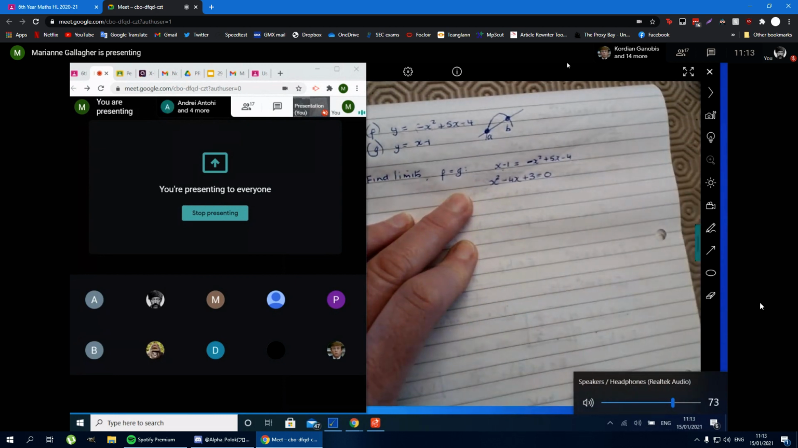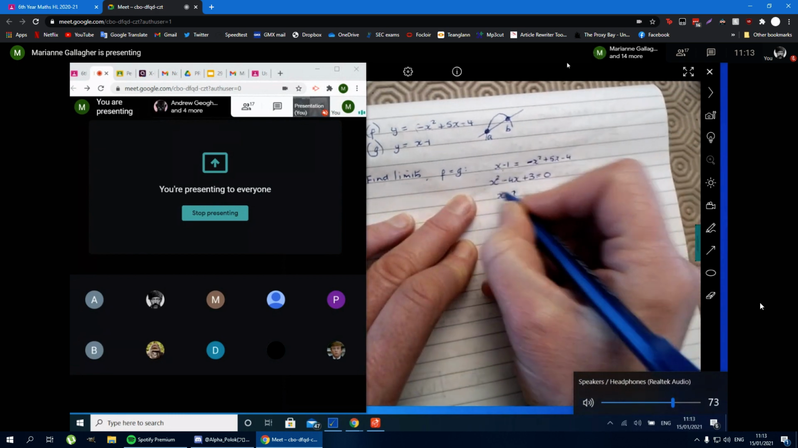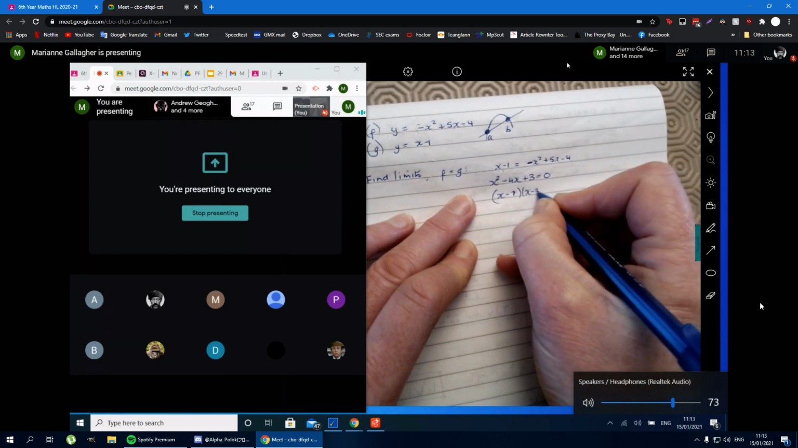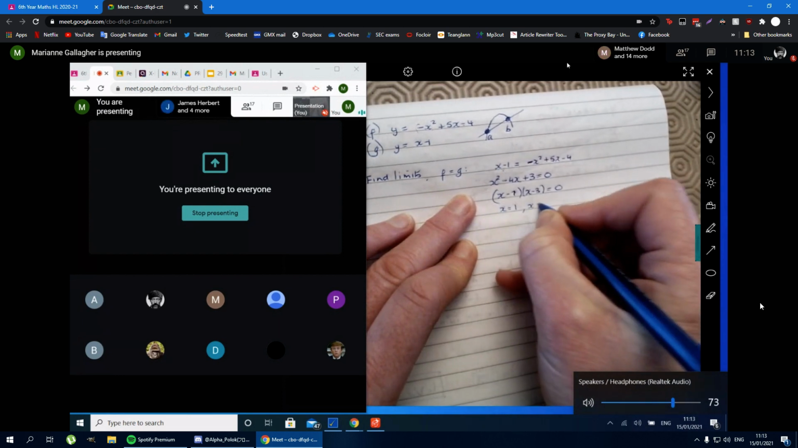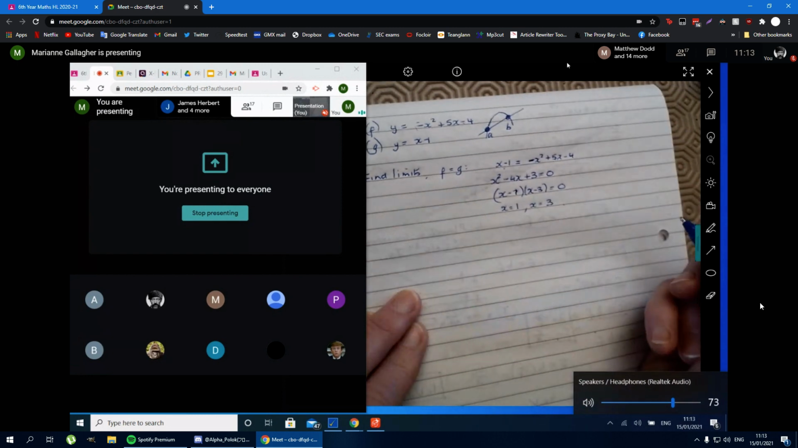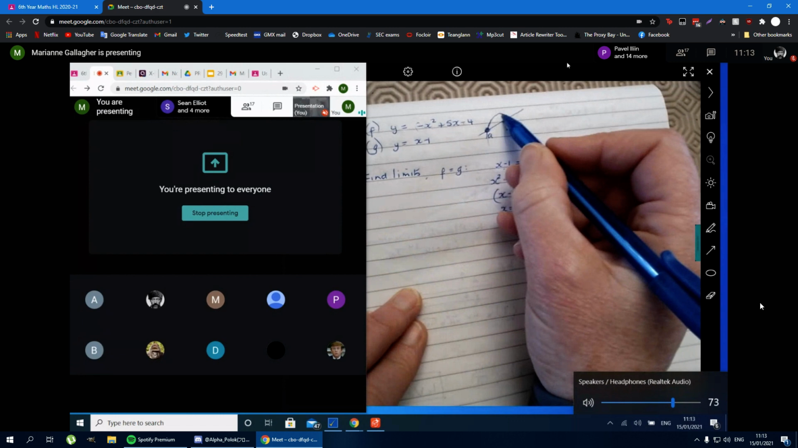Need to solve that quadratic to get my a and b. So I'll have x minus 1 and x minus 3. So x equals 1 and x equals 3 are my limits of integration. So I found the two x values that correspond to where they start to cross and where they start to enclose that area.